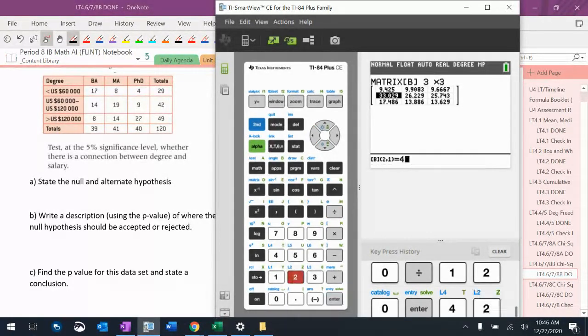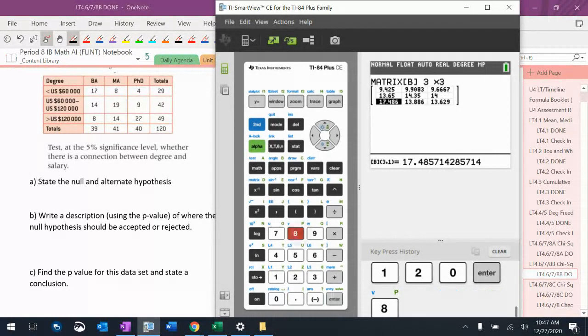And then it's 42 times 39 divided by 120. 42 times 41 divided by 120. 42 times 40 divided by 120. Not 8 times, sorry. 49 times 39 divided by 120. And then 49 times 41 divided by 120. 49 times 40 divided by 120. Okay, so I put those in carefully.